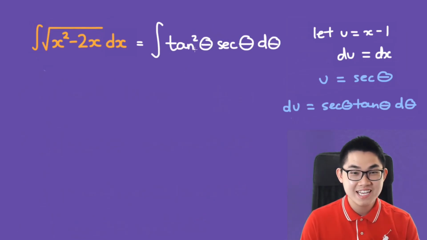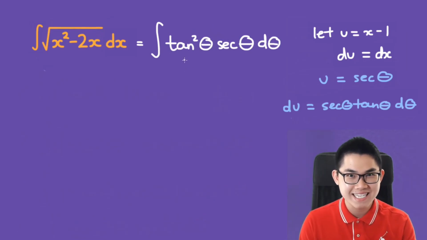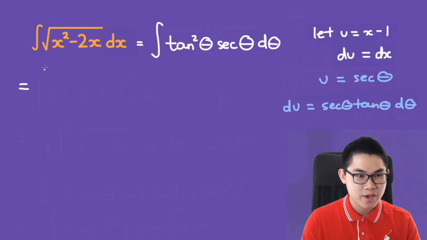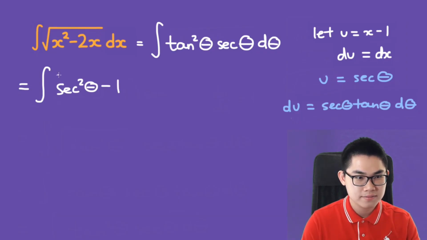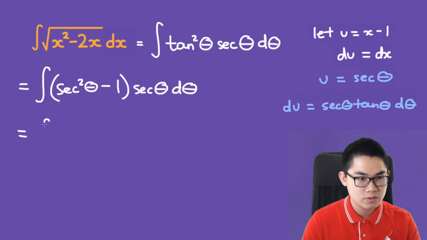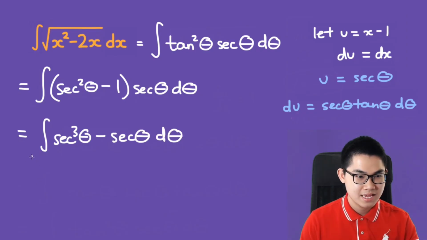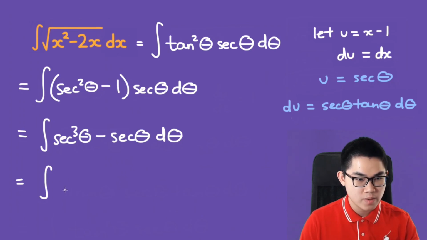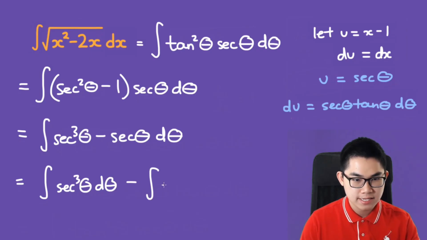What we can do here is convert all the tan into the secant, so it's easier for us. Let me show you. We have the integral of tan squared, and remember tan squared is secant squared minus 1, times secant d theta. So this is equal to secant to the power of 3 minus secant times d theta. The next step is to split the integral apart. So we have secant to the power of 3 d theta minus the integral of secant itself.